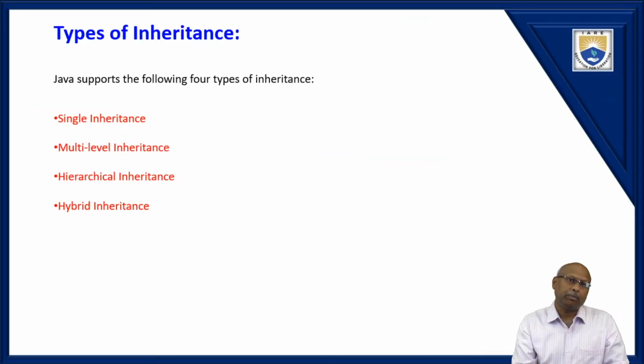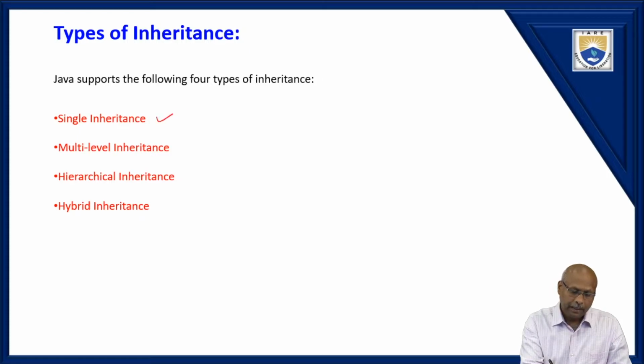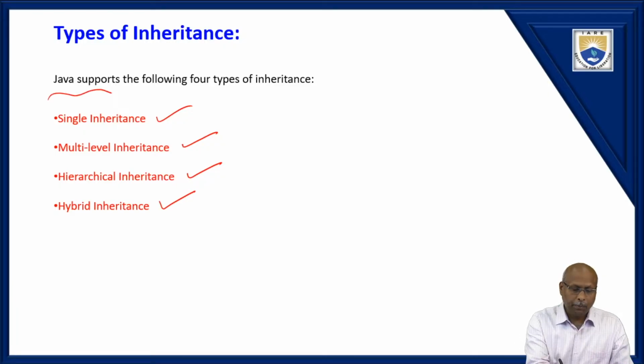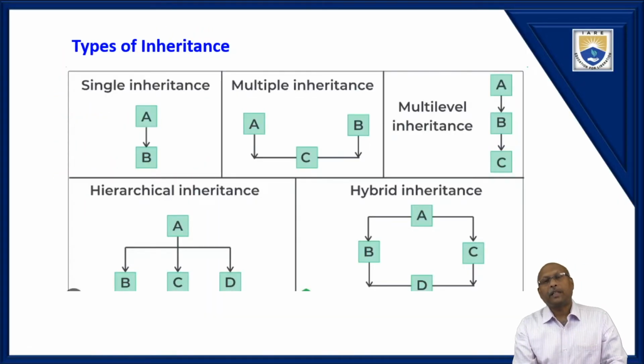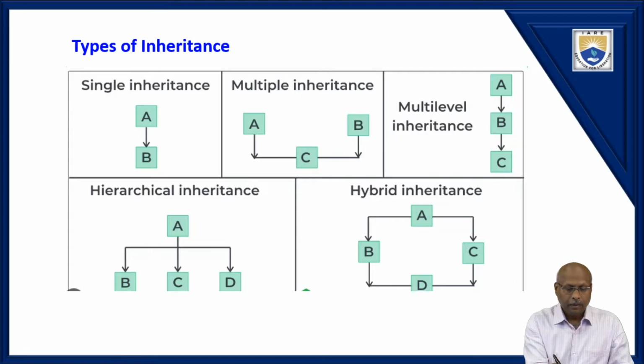Again, there are different types of inheritance: single inheritance, multi-level inheritance, hierarchical inheritance, and hybrid inheritance. So Java supports these 4 types of inheritance. So you can see what the different types of inheritance available are.